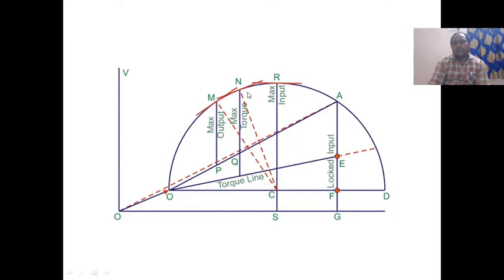Which is the maximum portion of the circle? That point we take as the maximum input. So this is the output line. From the output line, at 90 degrees, we take the maximum output. If you draw the tangent lines, the output line tangent gives maximum output, the torque line tangent gives maximum torque, and the tangent at the maximum portion gives maximum input.